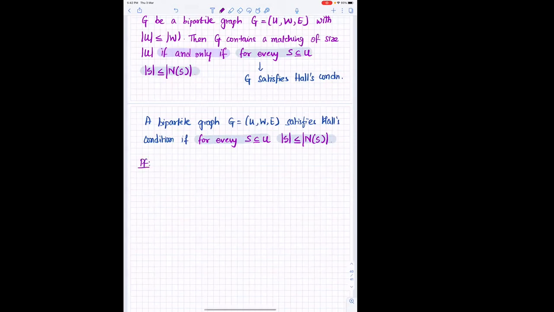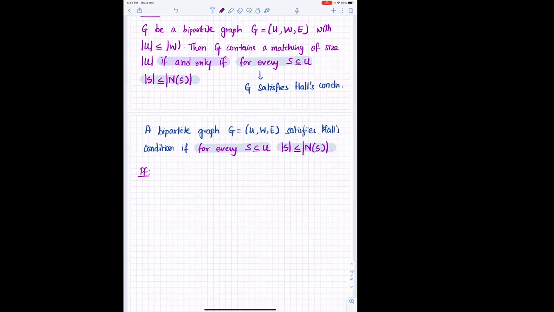So just as he mentioned, there is an if part and there is an only if part. Let's do the easier part first. Okay? So let us assume that the graph has a matching of size U. So there are two parts. One is if G has a matching of size U, then G satisfies Hall's condition. The other direction is if G satisfies Hall's condition, then G has a matching of size U.